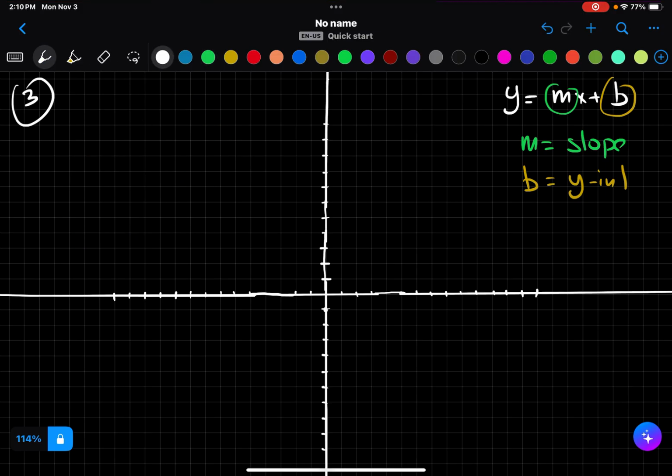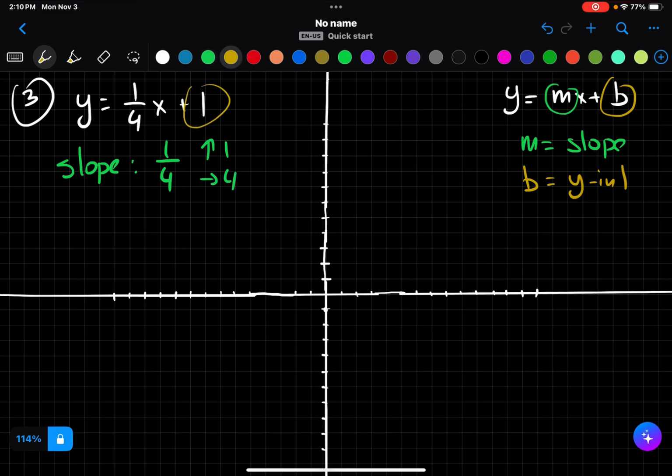All right, for number 3, you have y equals 1 over 4x plus 1. Again, what is your slope? The slope is whatever's in front of the x. In this case, it's 1 over 4, which means it's up 1 to the right 4. What is your y-intercept? It's the thing by itself, and it's a positive 1. That means you're going to start at positive 1, which is here, and then go up 1 to the right 4, up 1 to the right 4, and then graph it.